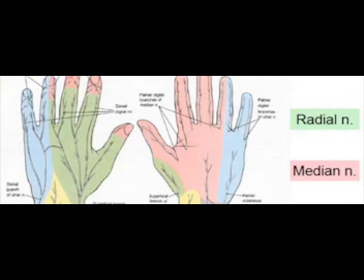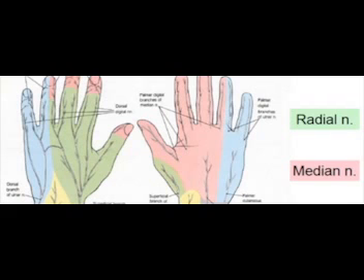For the last part of the lecture, I want to talk about nerves and innervation and conclude this lecture. The first part is the sensory innervation. This diagram shows which nerve is innervating which part of the skin in your hands.